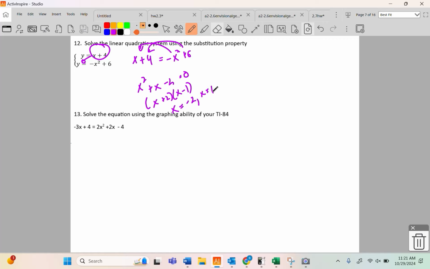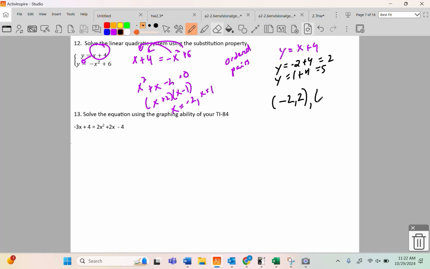Now you're going to have your answers as ordered pairs. You're going to have to take these numbers and plug them in. So you should see that line that says y is x plus 4. If I let x be negative 2, I get 2. So I have this ordered pair negative 2, 2. If I let x be 1, I get 5. So I have 1, 5 as an ordered pair.